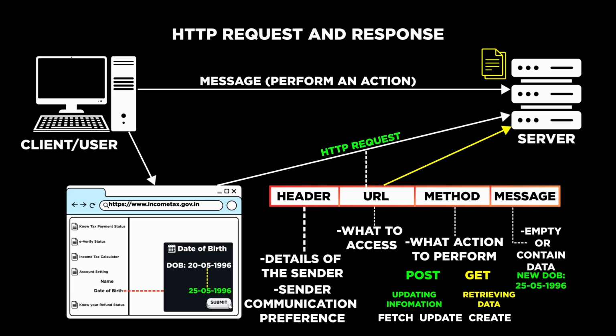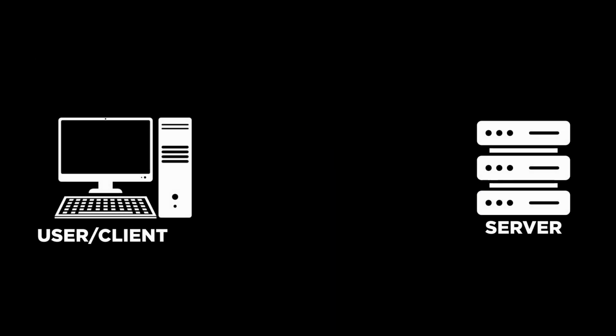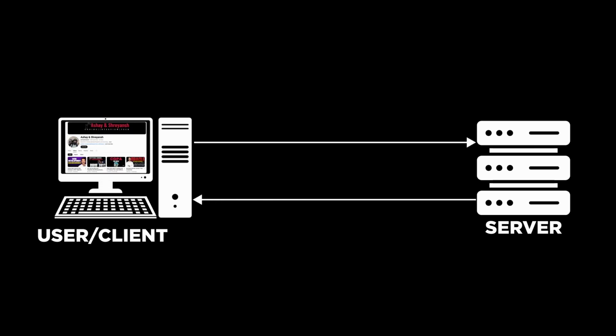This is how an HTTP request works. When a request is made, we receive a response. If the server successfully updates the date of birth, it sends a response confirming the update. This is called an HTTP response. Similarly, if we request my YouTube channel, the server will return my channel's videos. That is also an HTTP response. I hope I have explained these terms well.